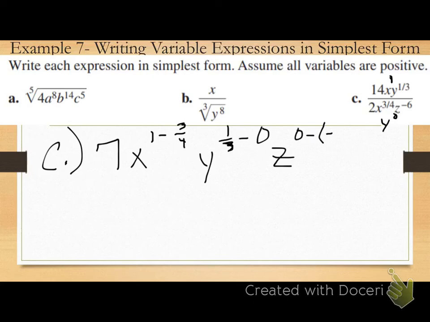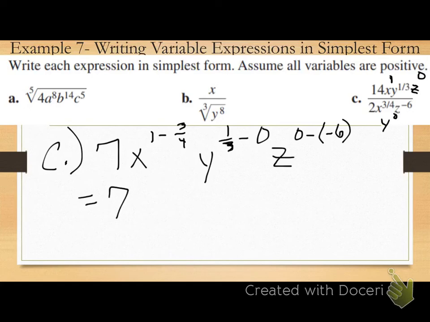0 minus -6. Because I can write a z to the 0 up here, correct? So remember, I've got to do top exponent minus bottom exponent. So you got to have that minus the -6. Does that make sense? All right.